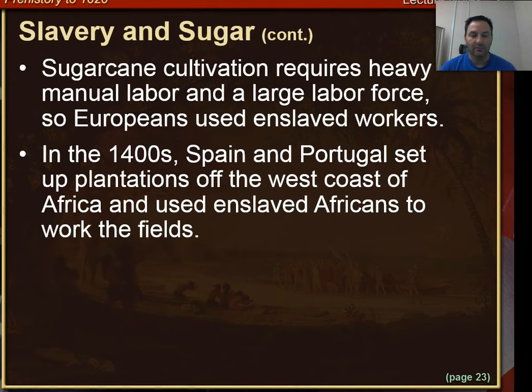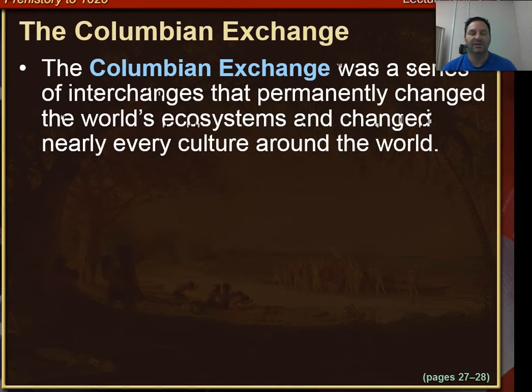Okay, so eventually, as you've learned about many times before, the Europeans start to spread out and look for different places. Columbus expands. He travels west trying to find China because nobody knows that North America is there. Quote unquote, nobody knows it's there. So they discover South and North America, and what ensues is called the Columbian Exchange, which was a series of interchanges that permanently changed the world's ecosystems and changed nearly every culture around the world. We are still seeing the effects of these changes today, even though that happened almost 600 years ago.